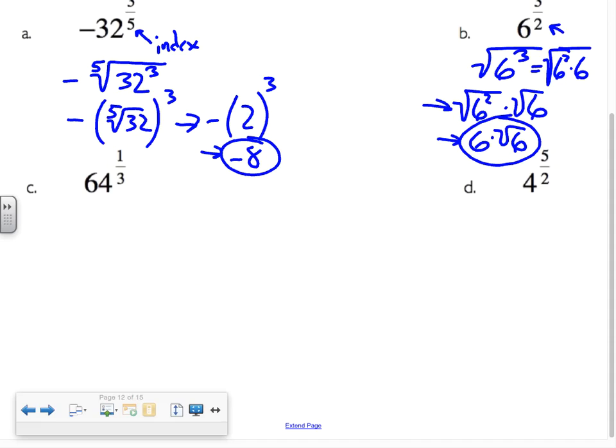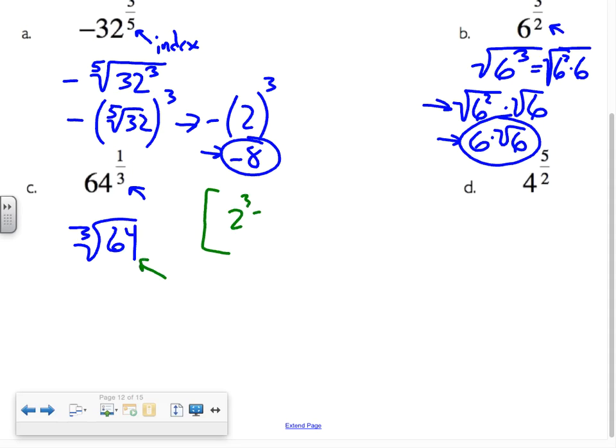64 to the third power. Writing in that radical form, that's our index, so it's third root of 64. Now, third roots would be things like 2 to the third power, so that'd be 8. Another third root might be 3 to the third power, that's 27. Let's see, I don't think 27 goes into 64, so let's try 4 to the third power.